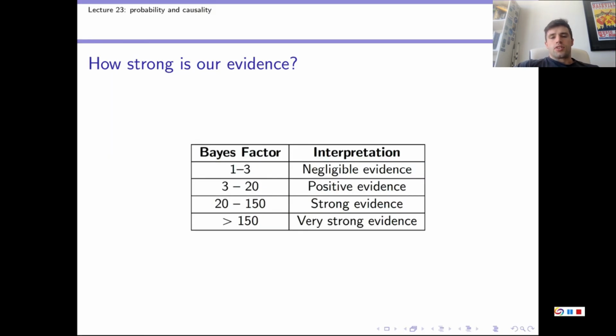Now, to complete this little survey, in the literature, people have attempted to describe how we should interpret different values of the Bayes factor. So here is one of those descriptions. We'll say a Bayes factor of 1 to 3 is negligible evidence. A Bayes factor of 3 to 20 is positive evidence. A Bayes factor of 20 to 150 is strong evidence, and anything above that is very strong evidence. So in this example, we'd conclude that having developed lung cancer is strong evidence that one is a smoker because our Bayes factor was 33.